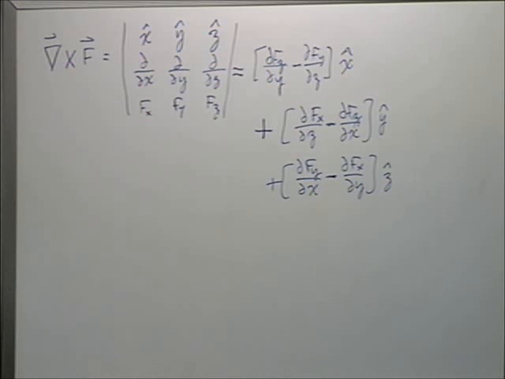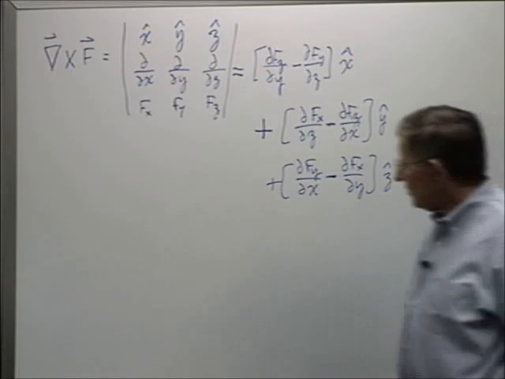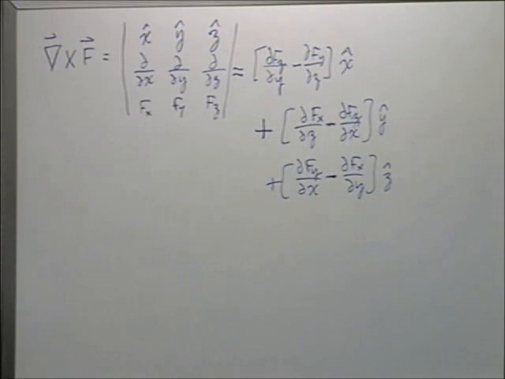Okay, so basically these are the terms. Given any vector, you can evaluate to get the curl, which is called the vector product, del cross F. Okay, what's it mean?